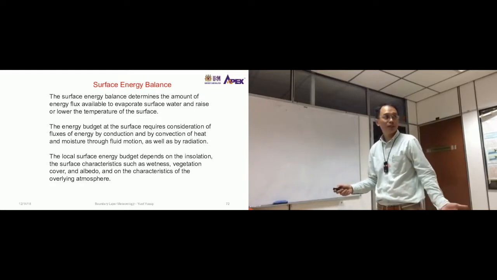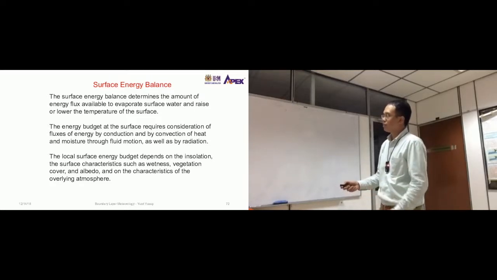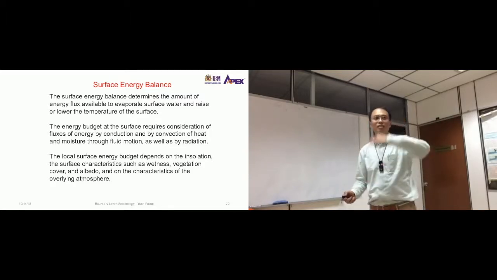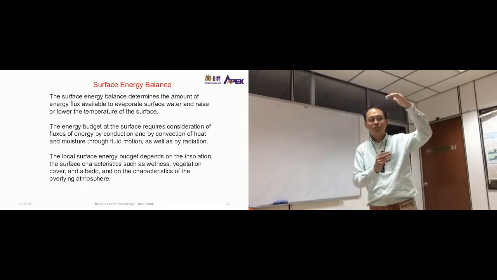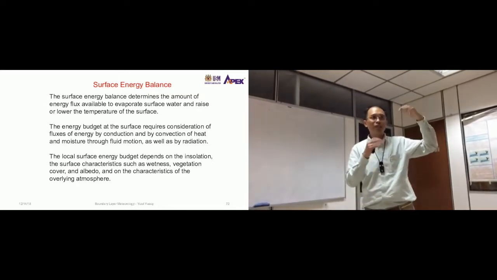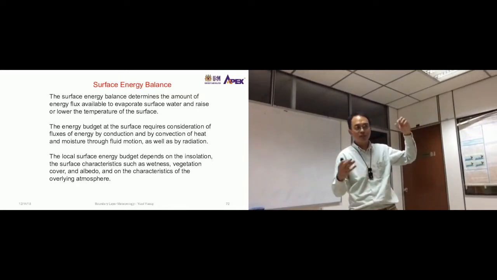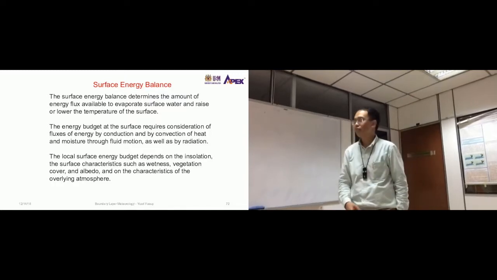Albedo, you already want to know what this is, the reflectance of the surface, and on the characteristics of the overlying atmosphere. That means the parameters in the air, because if the parameters are quite close to the surface parameters, then the gradient is small. When the gradient is small, there's less flux. But if the air is dry, for example, and the ground is wet, then the gradient is large. That's how the overlying atmosphere affects the surface itself.